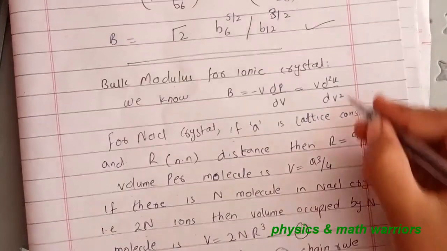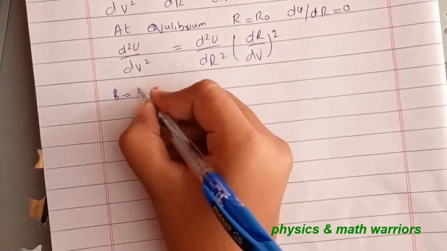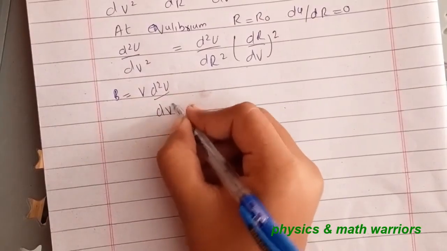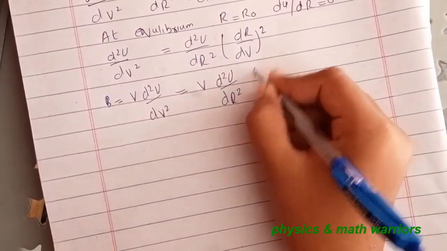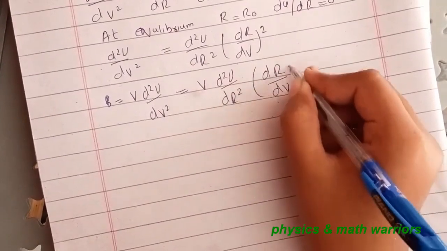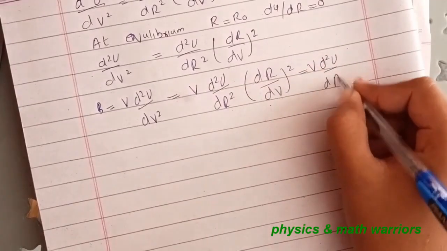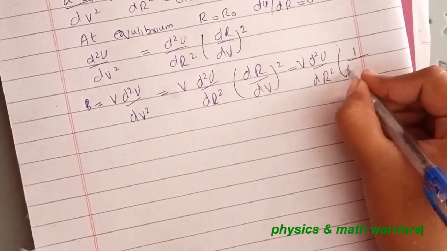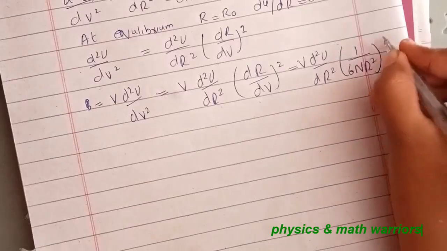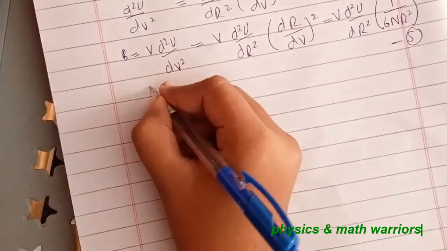Now the bulk modulus becomes B is equal to V d square U over dV square, which is equal to V d square U over dr square, dr over dV whole square, which is again equal to V d square U over dr square, and dr over dV is equal to 1 over 6 n r square, whole square, which is equation 5.